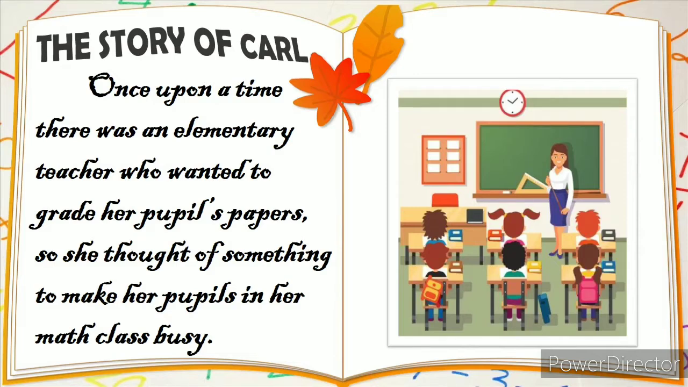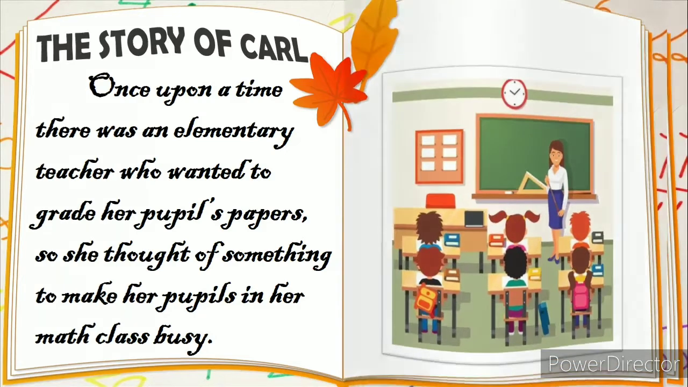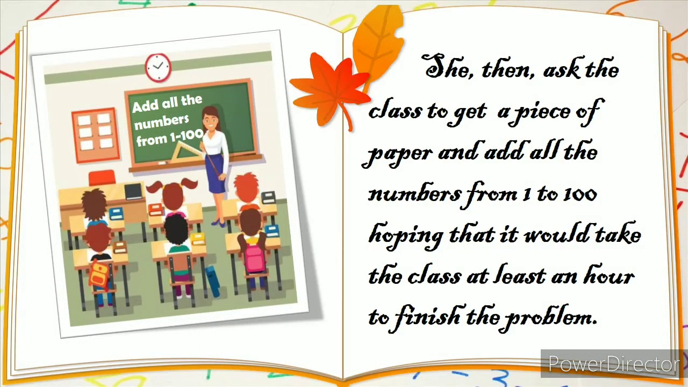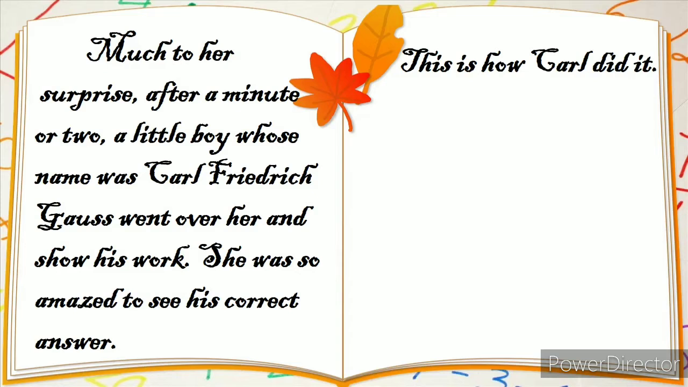Once upon a time, there was an elementary teacher who wanted to grade her pupils' papers. So, she thought of something to make her pupils in her math class busy. She then asked the class to get a piece of paper and add all the numbers from 1 to 100, hoping that it would take the class at least an hour to finish the problem. Much to her surprise, after a minute or two, a little boy whose name was Carl Friedrich Gauss went over to her and showed his work. She was so amazed to see his correct answer. This is how Carl did it.